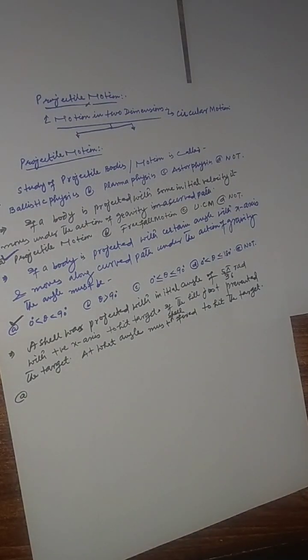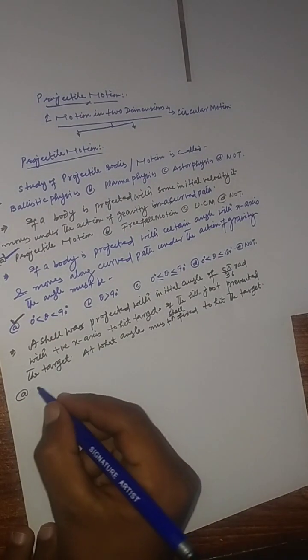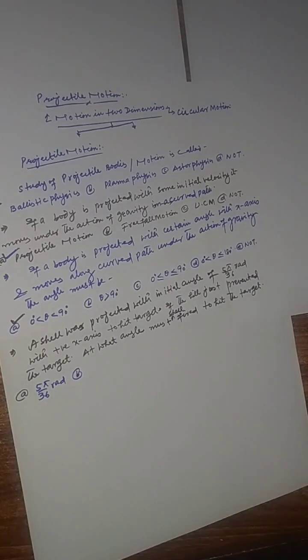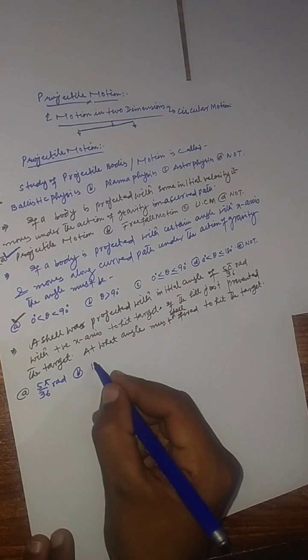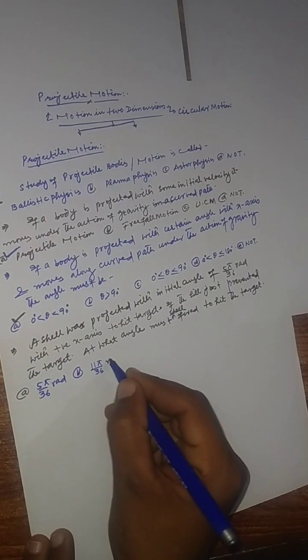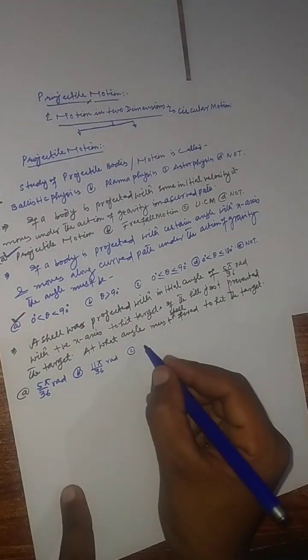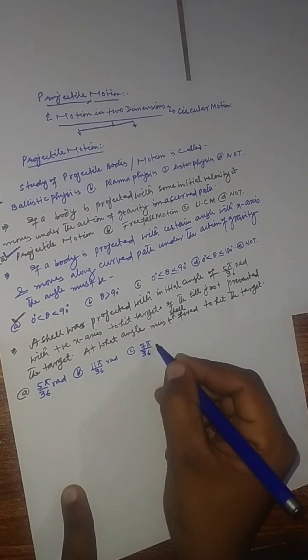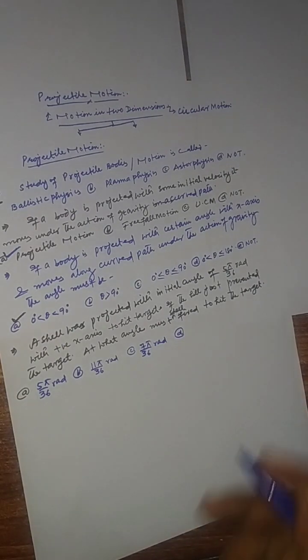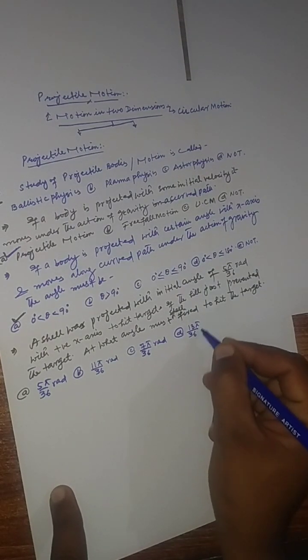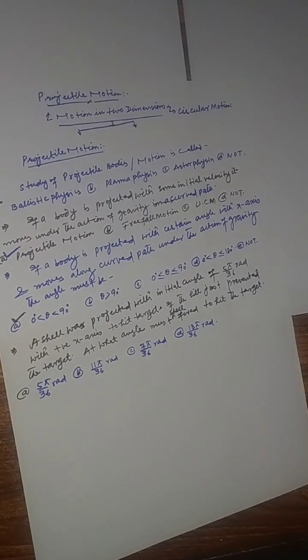Let's say option A is 5 pi over 36 radian, or 11 pi over 36 radian, or we may say 7 pi over 36 radian, or we may say 13 pi over 36 radian. Okay, then what will be the correct answer?